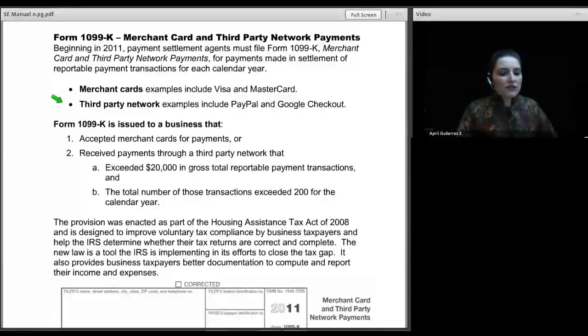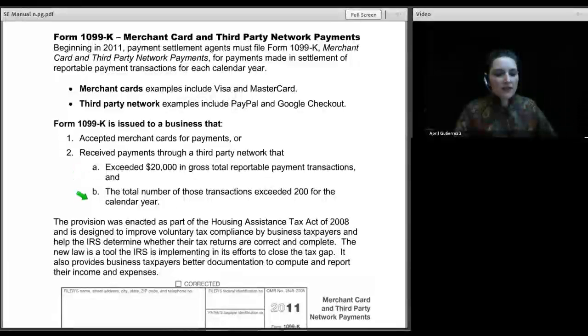But if the way you do your business is over PayPal, so you're using PayPal over the internet or Google Checkout over the internet, you will only receive a 1099-K in that case if the total amount of payments received through that third-party network provider exceeded $20,000 for the year and the total number of those transactions exceeded 200 for the year. So I think that the initial effort is to step up enforcement really of all those people who are running those online internet businesses with eBay and so forth. But these are pretty generous thresholds.